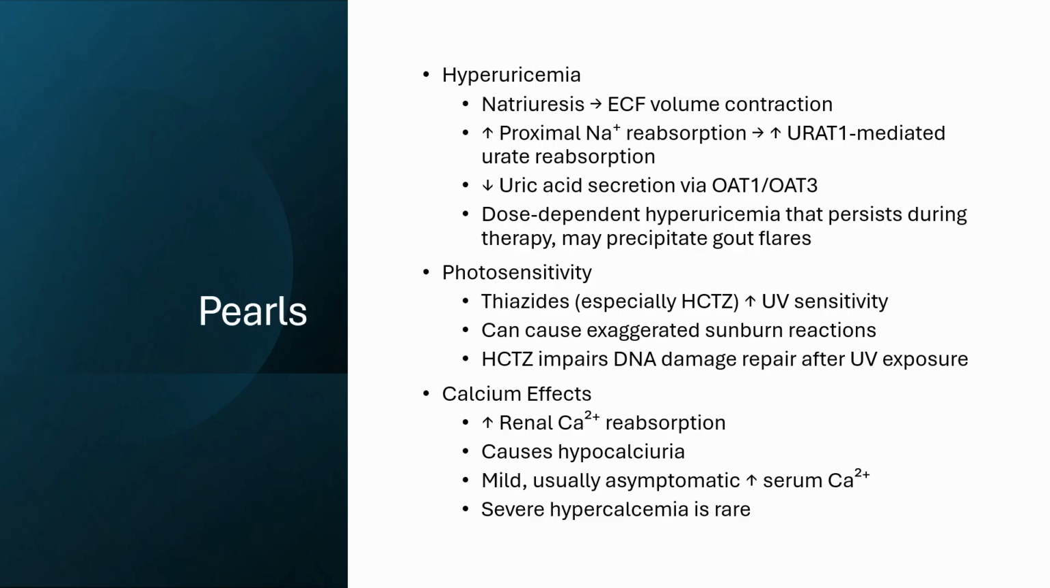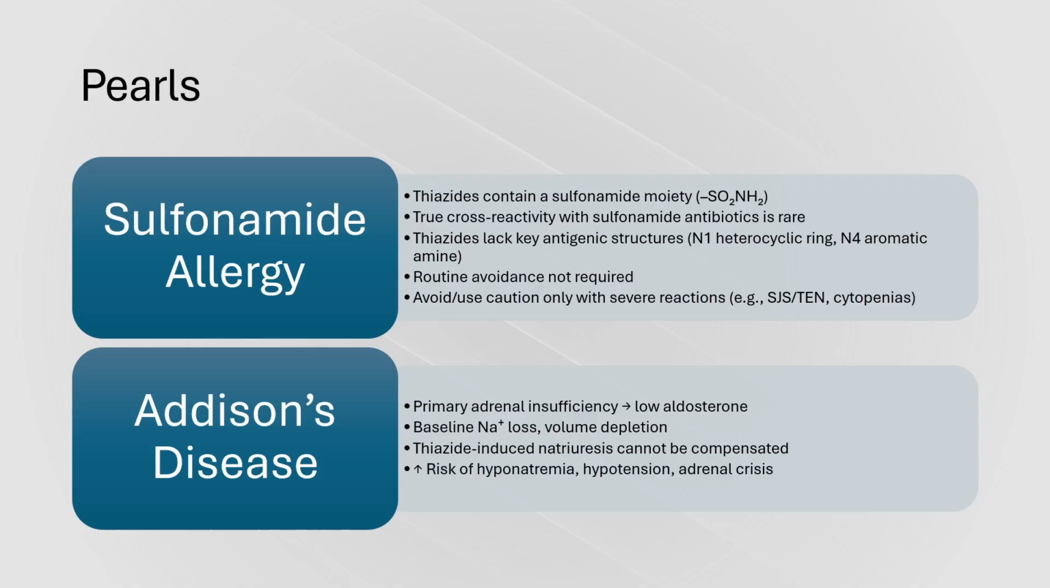Thiazide-induced hypercalcemia occurs through enhanced renal proximal tubular calcium reabsorption. These elevations in serum calcium are typically asymptomatic and are self-limiting. Severe hypercalcemia is rare. Sulfonamide antibiotics and thiazide diuretics share a sulfonamide moiety, but true cross-reactivity between these drug classes is rare. Most of the evidence available suggests that routine avoidance of thiazides in patients with a prior sulfonamide antibiotic allergy is not necessary unless there is a history of a severe reaction such as Stevens-Johnson syndrome or drug-induced thrombocytopenia.